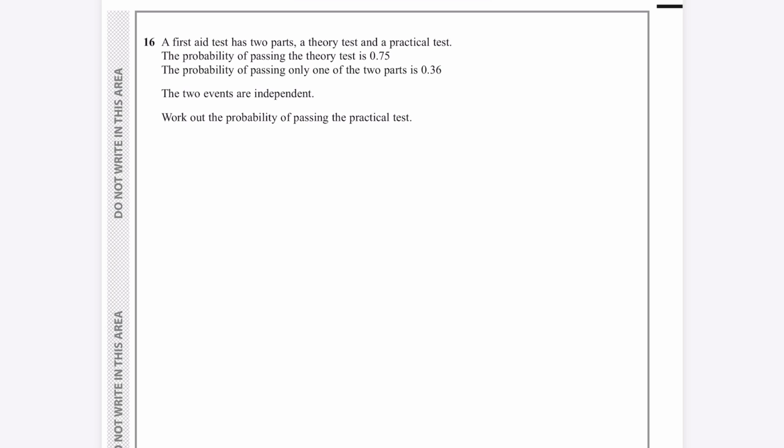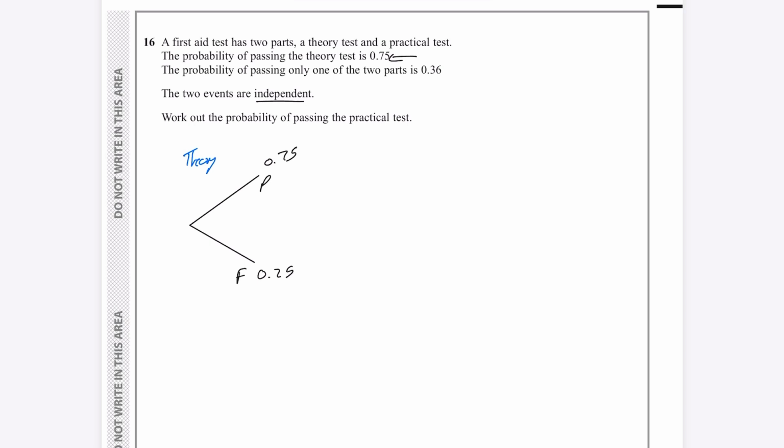Now, this one is quite a tricky question in terms of understanding it. So the first thing you want to keep in mind is that you first do the theory and then you do the practical. And we're also told that the two events are independent. So the way the tree diagram is drawn is the theory is done first, and then you do the practical. So here I can just write that this bit is the theory. So the probability of passing the theory is 0.75. So the probability of failing the theory is 0.25.